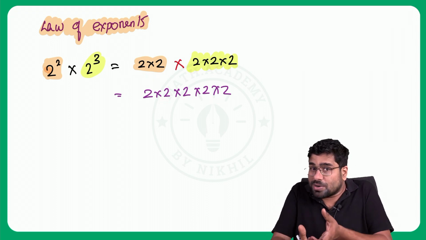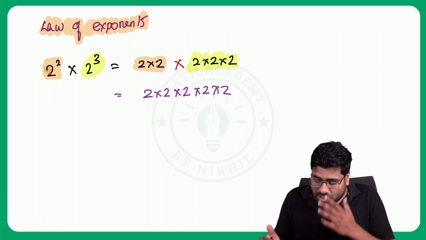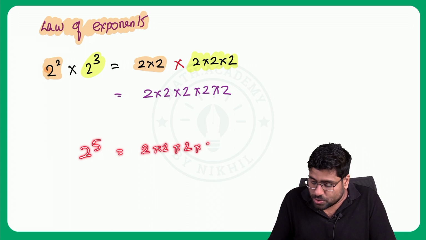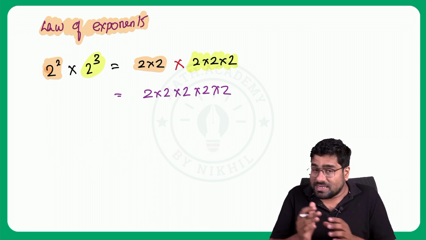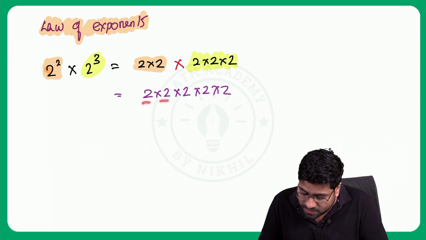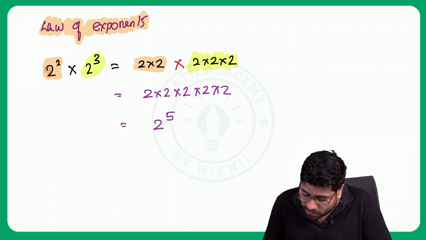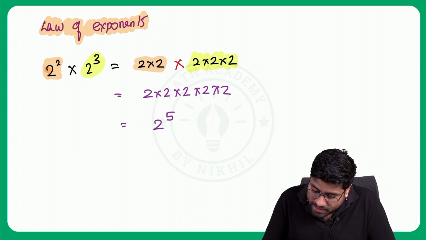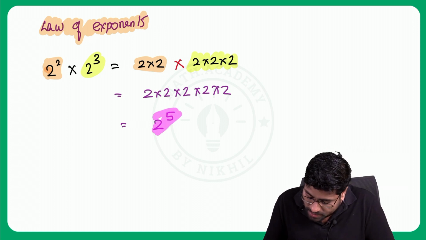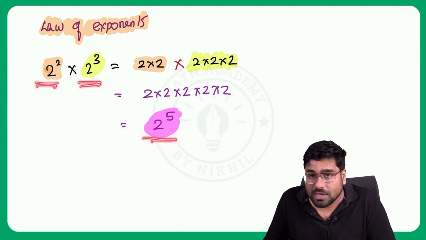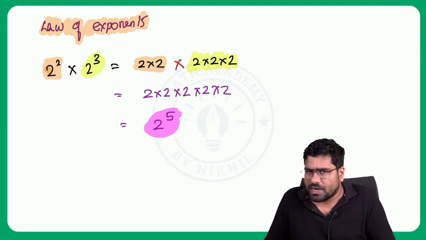Now I'm going to reverse what I'm doing, right? Generally when 2 raised to 5 is written, I'll write it as 2 into 2 into 2 into 2 into 2. I'll write the base exponent times. Now you can see that when I'm writing it like this, you can date it back to 2 to the power of 5. Now try to identify a pattern here. I want you to try to identify 2 raised to 2 into 2 raised to 3 is equal to 2 raised to 5. Try to identify a pattern.